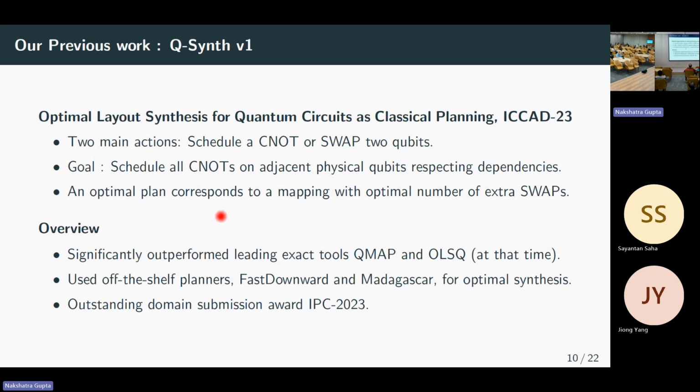Now the interesting part is the optimal plan that you get from a planner corresponds to an optimal mapping because the extra number of swaps corresponds to the extra number of swaps that you need. They're actually optimal. And we have significantly outperformed existing tools by then, the QMap and OLSQ. And we used off-the-shelf planners, Fast Downward, and actually SAT-based Madagascar for optimal synthesis. We also won Outstanding Domain Submission Award at IPC competitions last year.